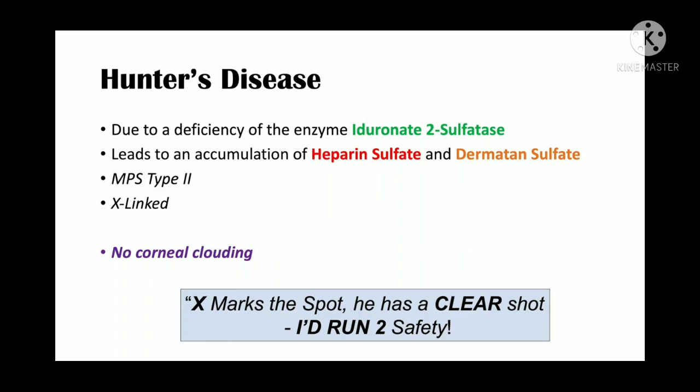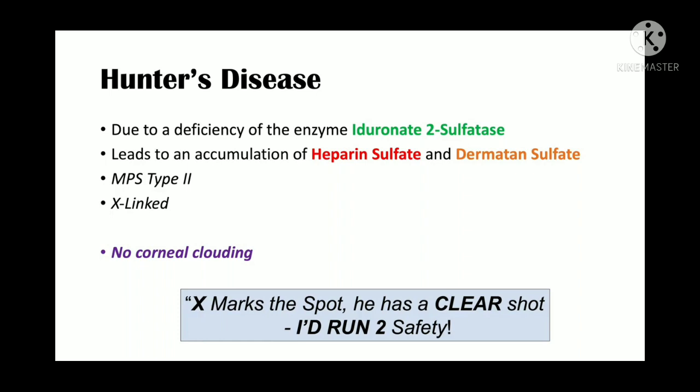The next one is Hunter's disease. Hunter's disease is due to a deficiency of the enzyme iduronate 2 sulfatase, and this leads to the accumulation of heparan sulfate and dermatan sulfate within the lysosome. This is one of the mucopolysaccharidosis conditions. This is actually mucopolysaccharidosis type 2, and this is an X-linked condition as well.